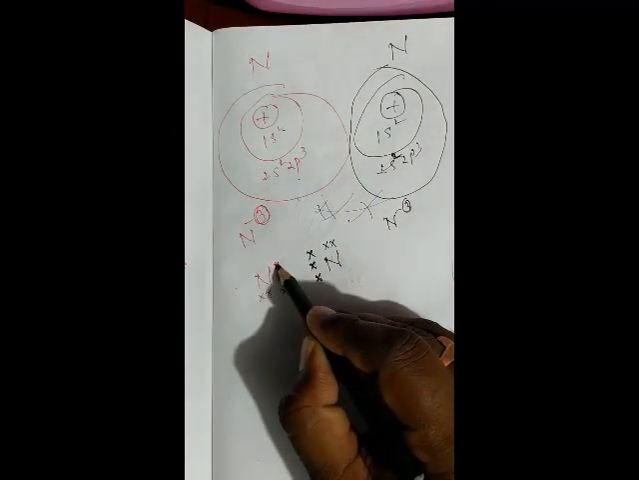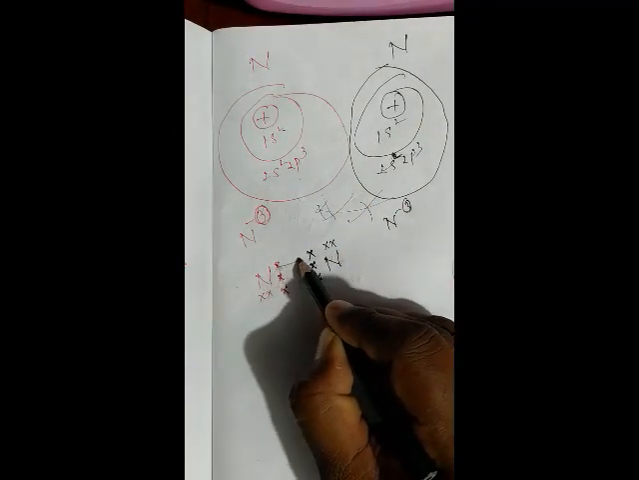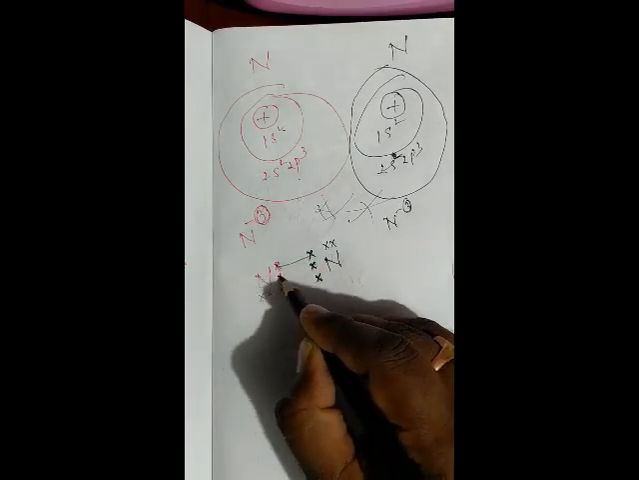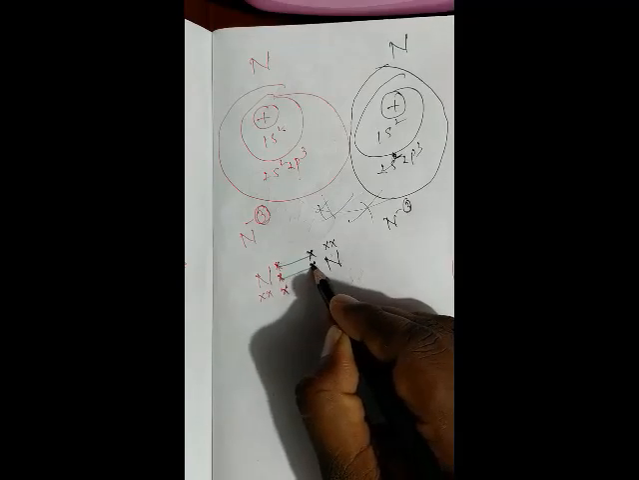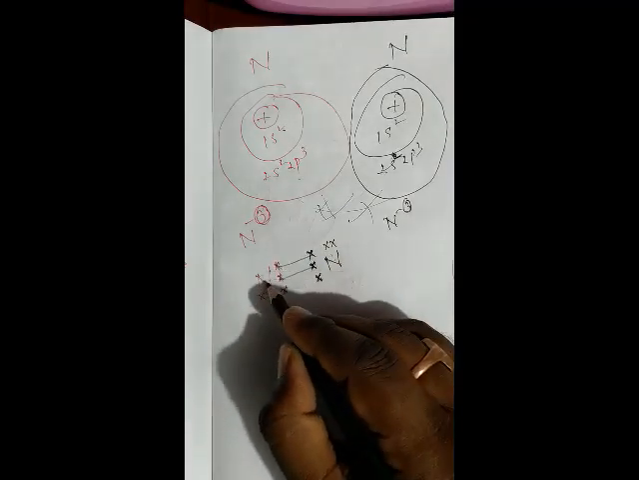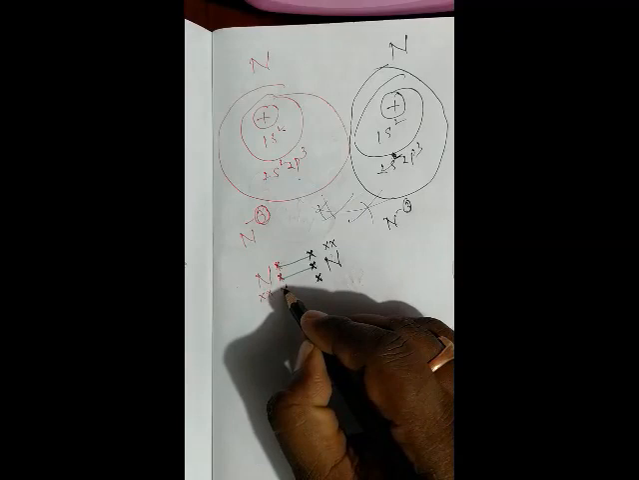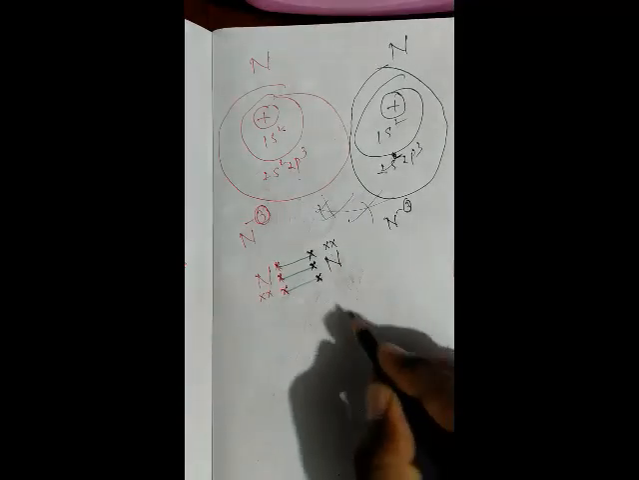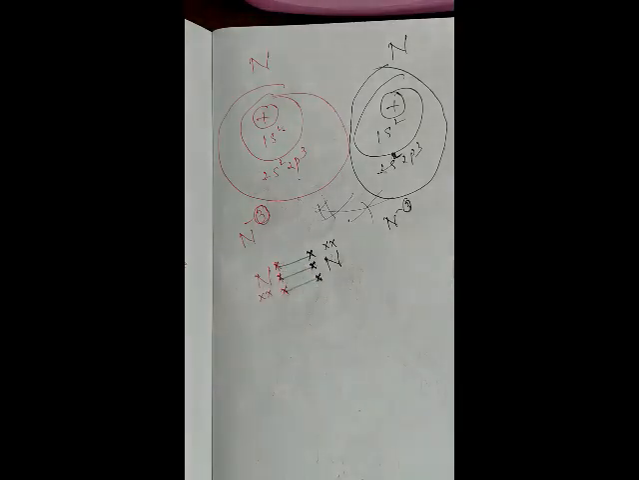Now the electrons of the first nitrogen atom are completely shared with the electrons of the second nitrogen atom. So in this way, sharing will be present.